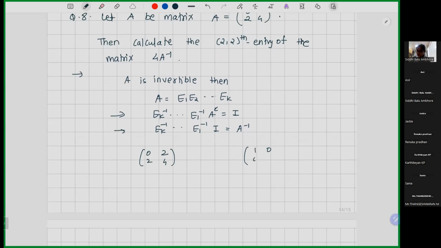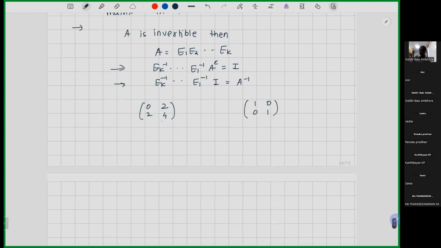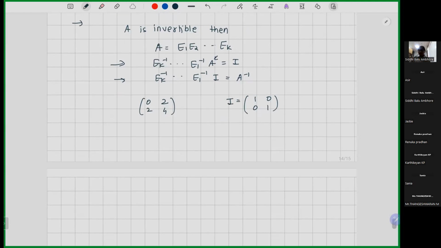Identity matrix 1, 0, 0, 1. And I will do row operations such that I will get this A converted to the identity, and I will apply those same row operations on this identity matrix, and whatever resultant matrix I get will be the inverse of this matrix.